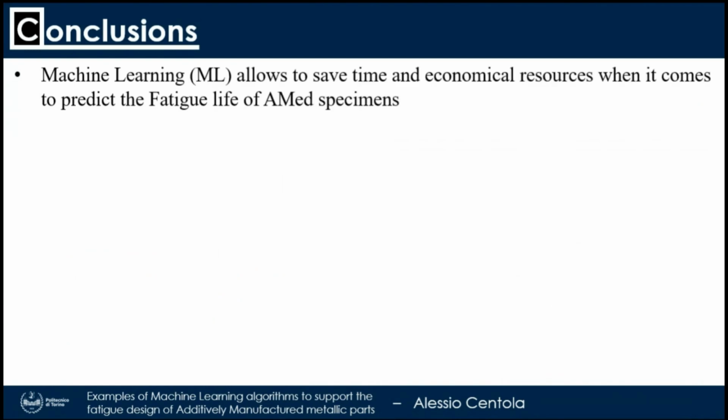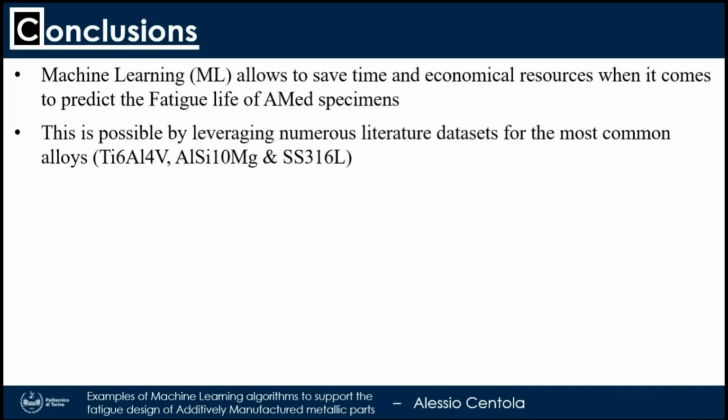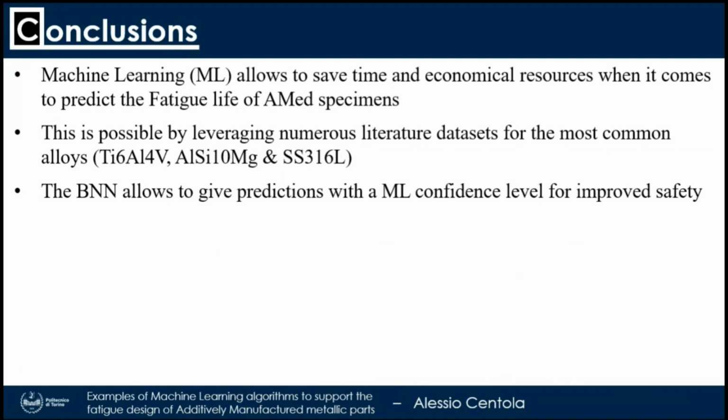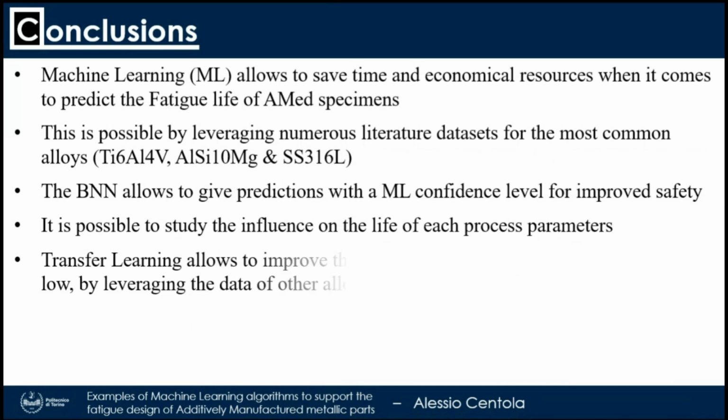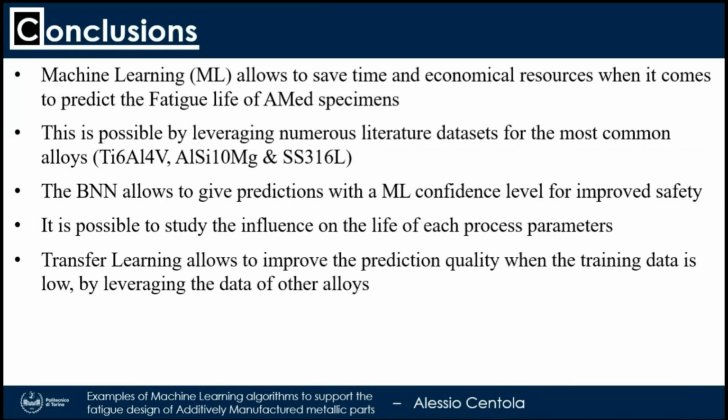And so, the conclusions of this research are that machine learning allows to save time and economic resources when it comes to predicting the fatigue life of additively manufactured specimens. This is possible by leveraging numerous literature datasets for the most common alloys: titanium, aluminum, and stainless steel. And we can see that the Bayesian neural network allows to give predictions with a machine learning confidence level for improved safety. And at the same time, it's possible to study the influence of each process parameter on the life. And transfer learning allows to improve the prediction quality when the training data is low by leveraging the data of other alloys.